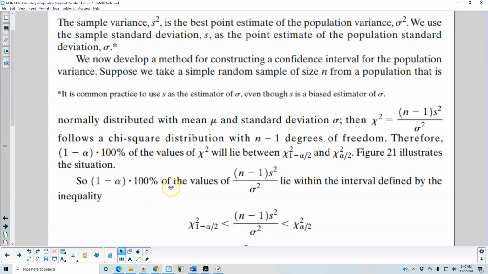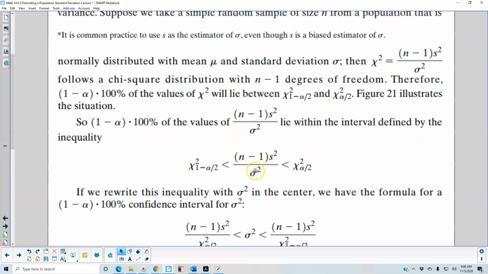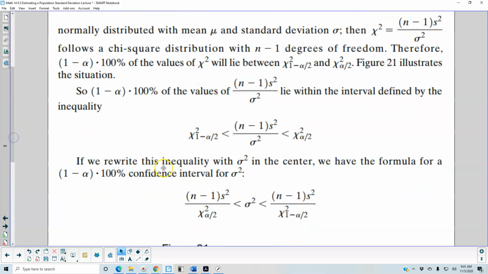So (1 minus alpha) times 100% of the values of this formula lie within the interval defined by the following inequality. In the middle of the inequality is n-1 times the sample variance over the population variance, and it lies between two values, where this one is the smaller critical value and this one is the larger critical value. Now, if we rewrite this inequality with the variance in the center, then we have the formula for the (1 minus alpha) times 100% confidence interval. We have n-1 times the sample variance over the critical value on the right, and on the other side, n-1 times the sample variance over the critical value on the left.